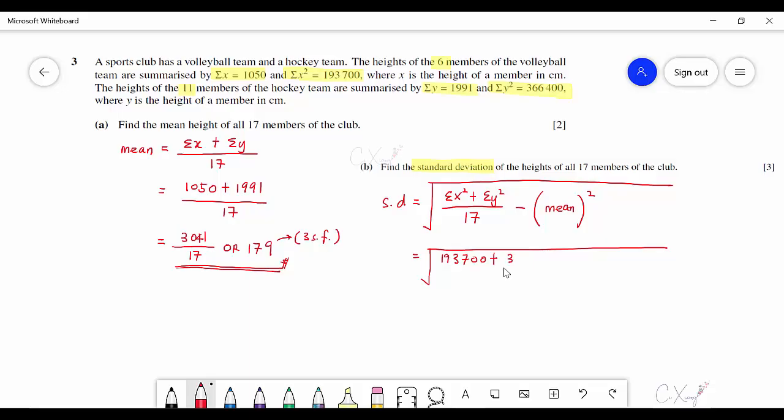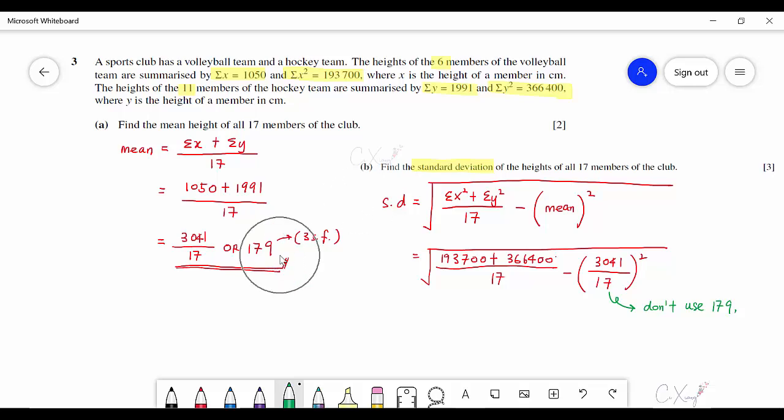Okay, plus the summation of y squared is 366,400. Then divided by 17, minus the mean. All right, so the mean for the 17 people that you calculated just now is from part A, which is 3041 divided by 17, and then you square it. All right, so just a reminder for this mean, please don't use the value of 179, because 179 is a value that we already rounded off. So it is not the original, accurate value for the mean because we already rounded it off.